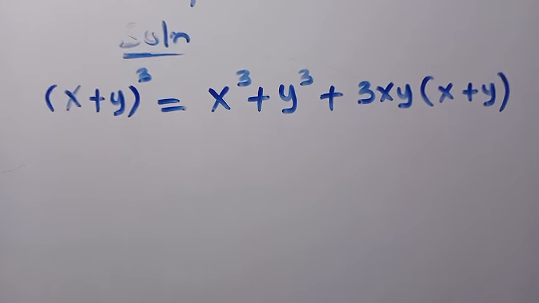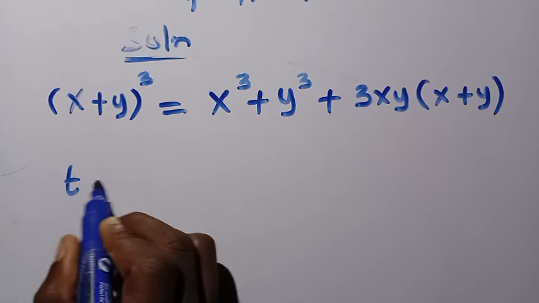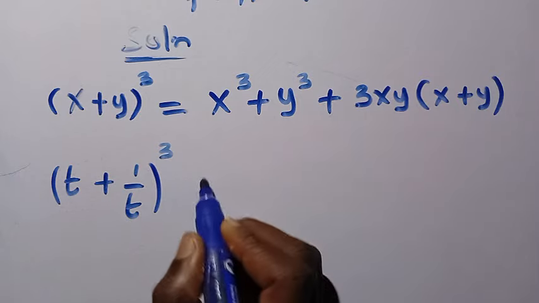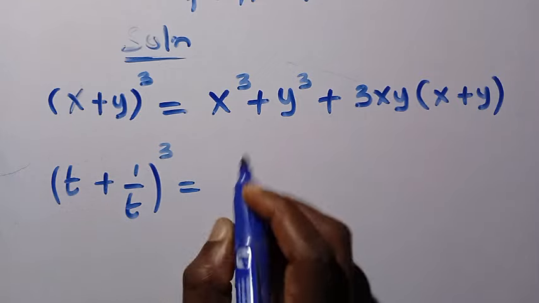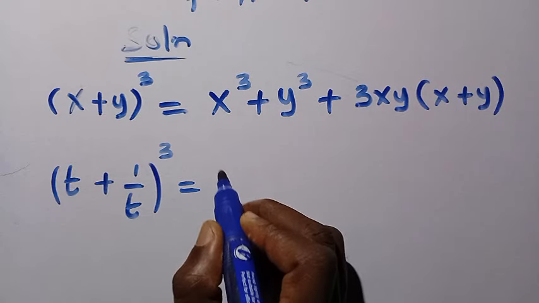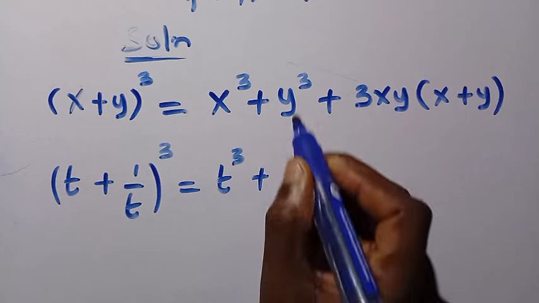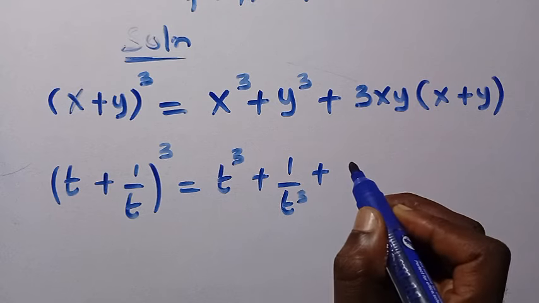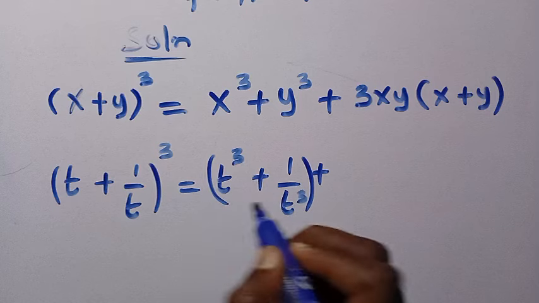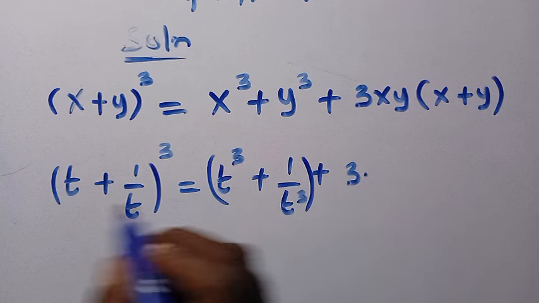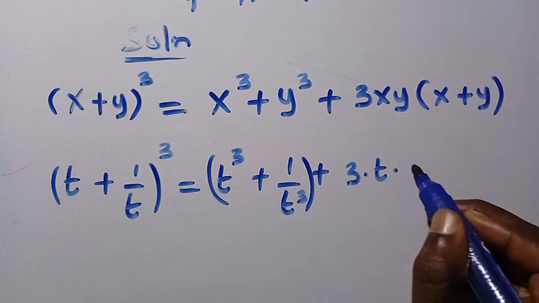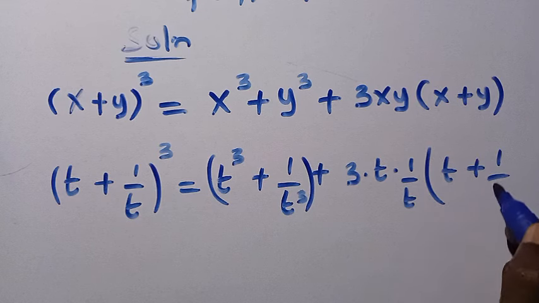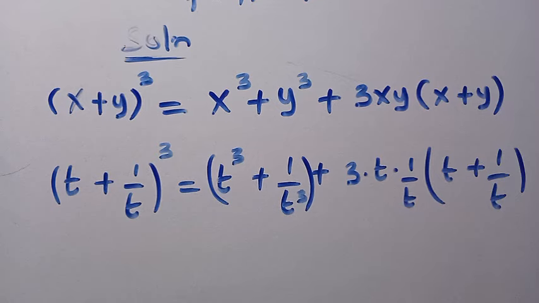And from the above, if our x here is t and y is 1 over t, all raised to power of 3, so this equals x raised to power 3, which becomes t raised to power 3, plus y raised to power 3, which becomes 1 over t raised to power 3, plus 3 multiplied by t multiplied by 1 over t into bracket of t plus 1 over t.